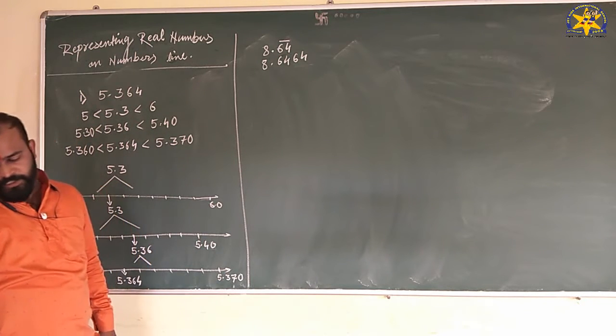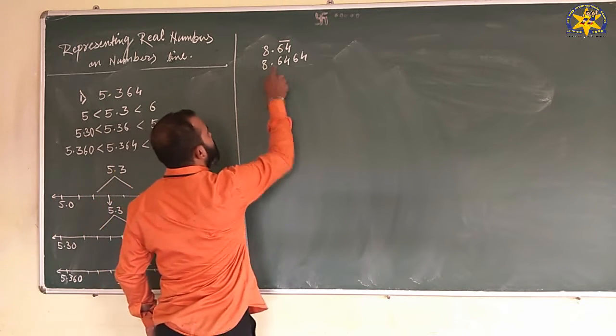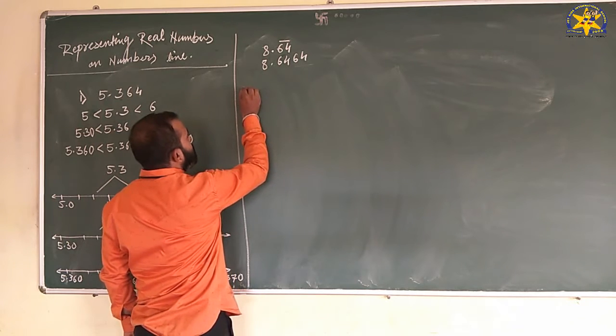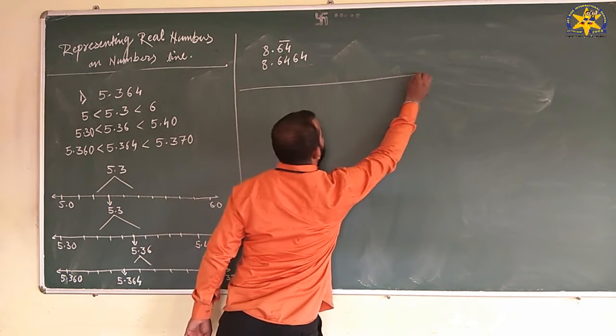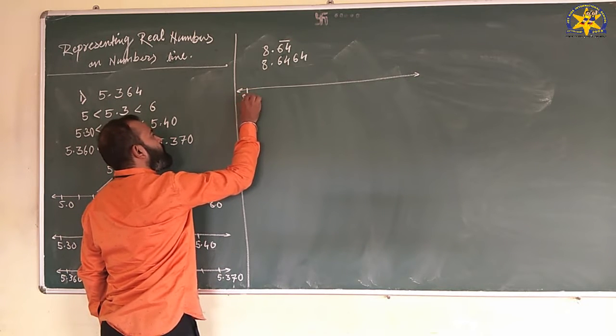So how to represent this on the number line? I am going to represent this on a number line. So first take a review of the first problem, then we will go towards the second problem. That second problem will be easier for you. First take a short review on that. Okay. Now first we will represent 8.6. So for 8.6, we will start with 8.0.